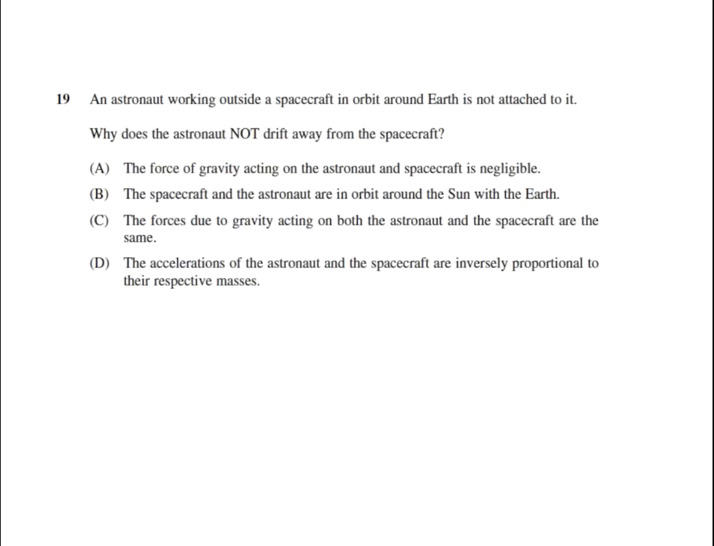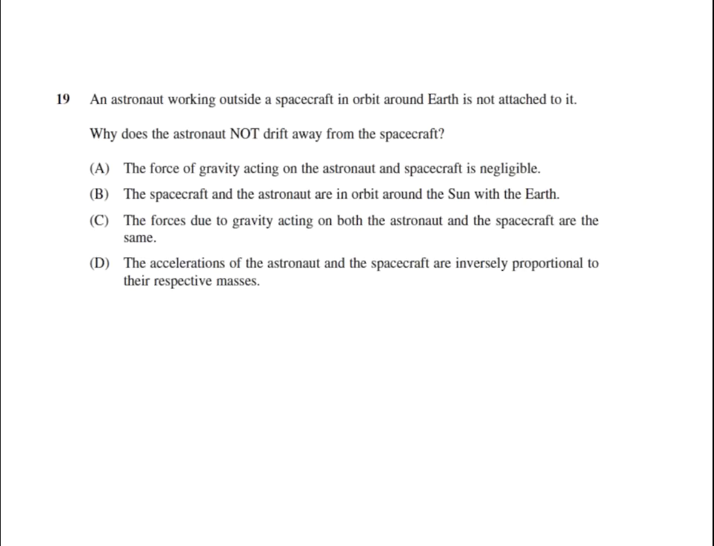Okay, so let's have a think about it. Astronauts drifting away from the spacecraft. So clearly the astronaut and the spacecraft are basically not moving relative to each other, but both moving in orbit. And why are they moving in orbit? Well, they are moving because they're in a gravitational field, they're rotating, so there's centripetal motion and so forth. So let's have a look at the possible answers.